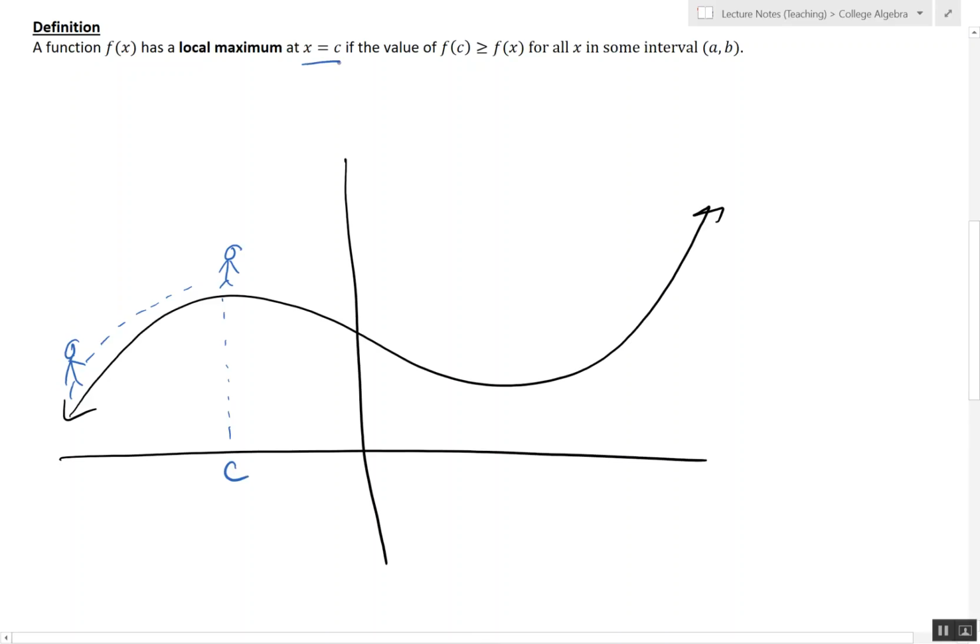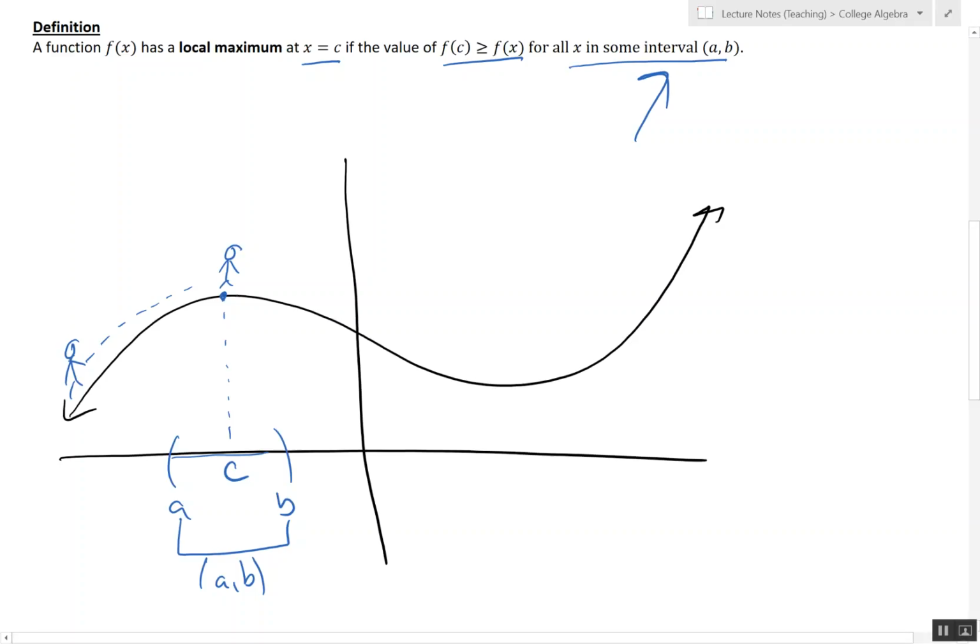Again, we have some location x equals c, but notice that this time the inequality is reversed for all x in some interval. So now I can pick some interval AB near where c is located, and this is going to be my interval AB from the definition, and notice that this is the highest point for any of these locations, and that's what it means to be a local maximum.